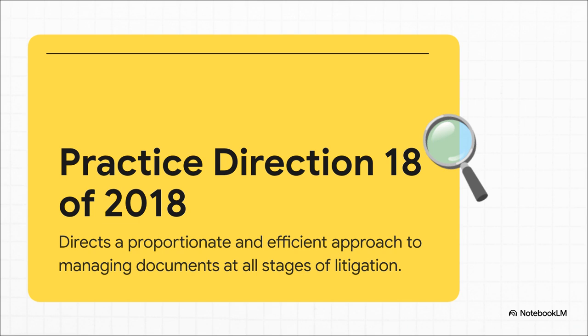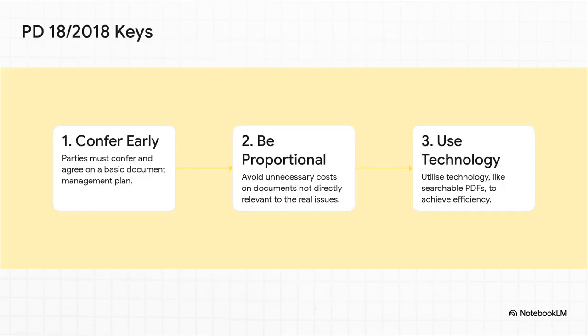And the key word here is proportionate. The days of just demanding every single piece of paper, no matter the cost, are long gone. It's all about efficiency and proportionality. So what does this practice direction mean for you, boots on the ground? Well, first, you have to talk to the other side early on and agree on a plan. Second, you have to make sure the cost and the effort make sense for what's at stake in the case. And finally, you must use technology to be efficient.